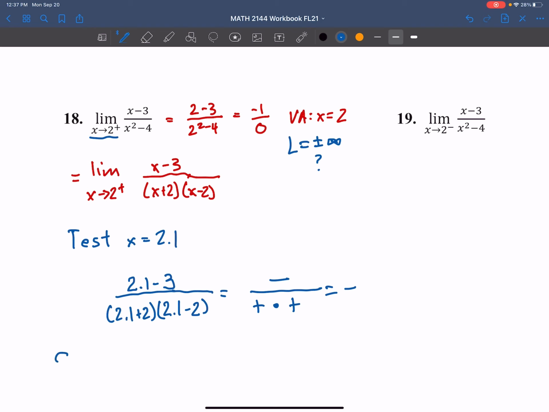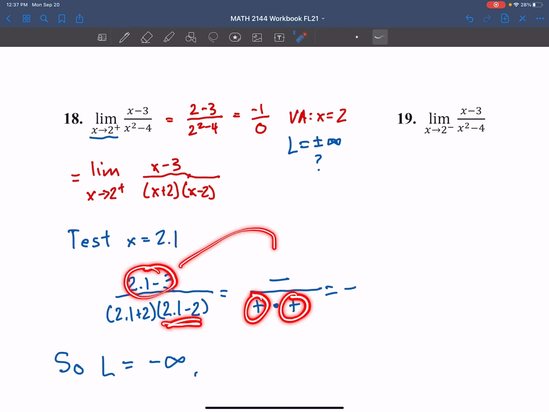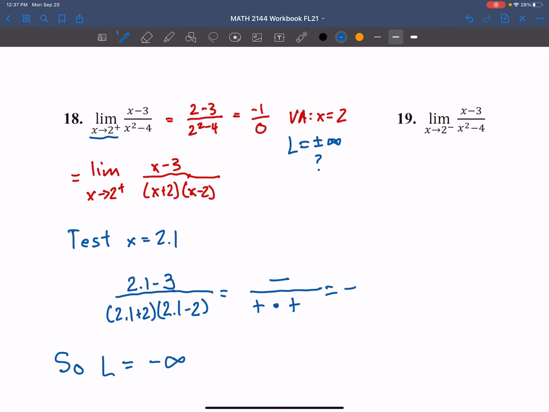So what is the limit? Negative infinity. And then checking the rest of my computations, 2.1 plus 2 is a positive here. This is going to be a positive, and that will be a negative. So we do get a negative divided by a positive, which is indeed going to be negative infinity. Any questions on that one there?